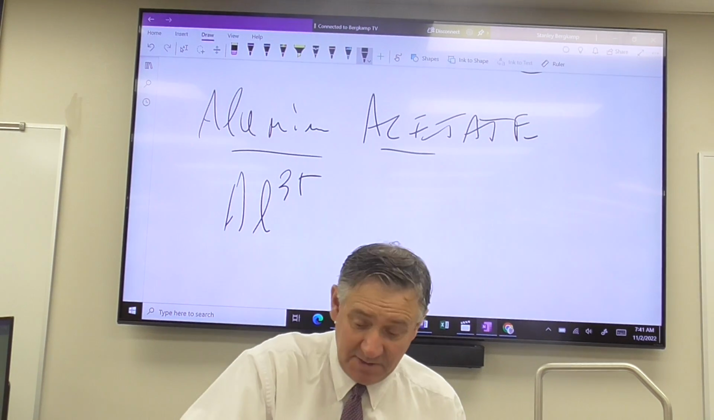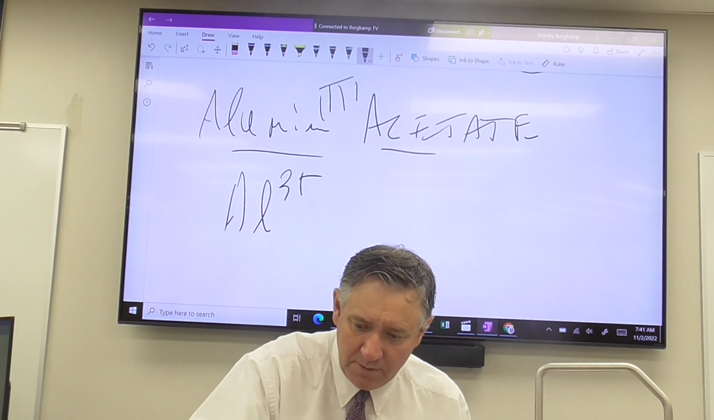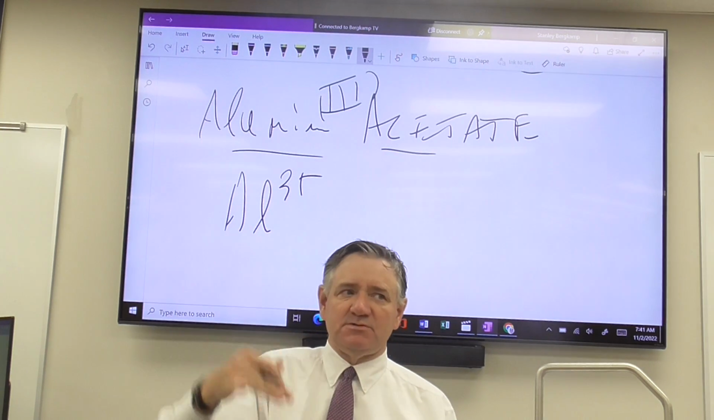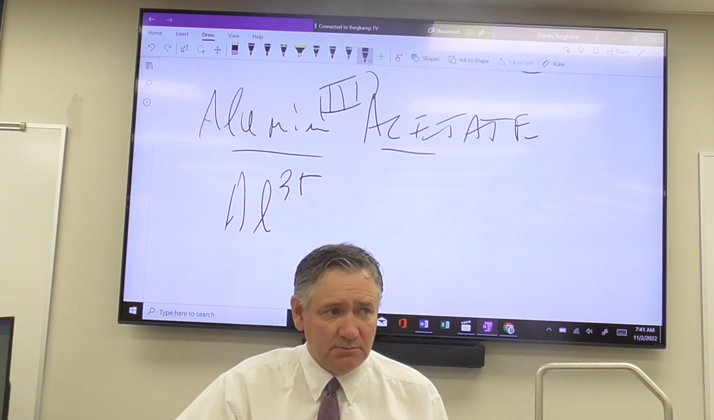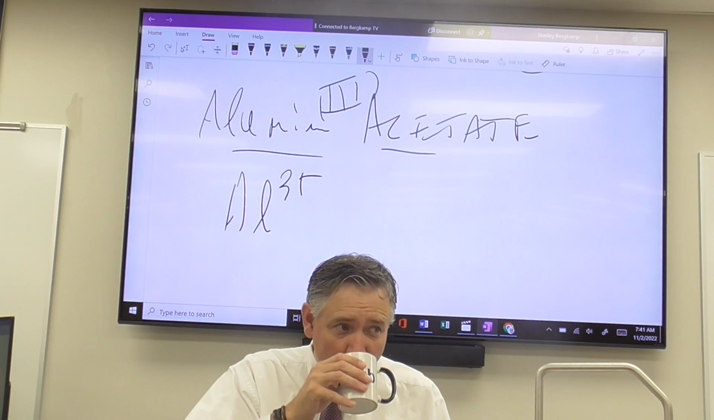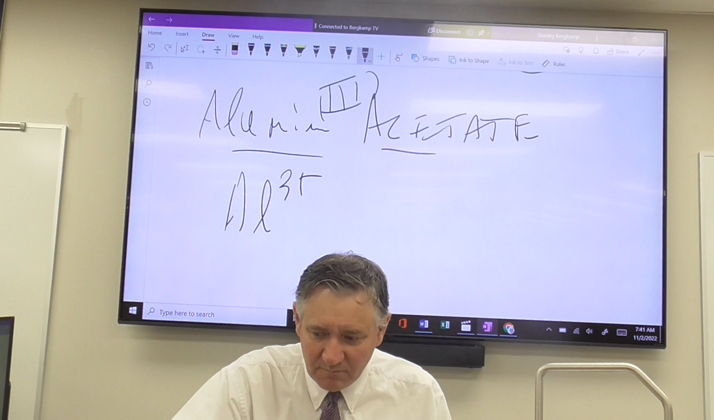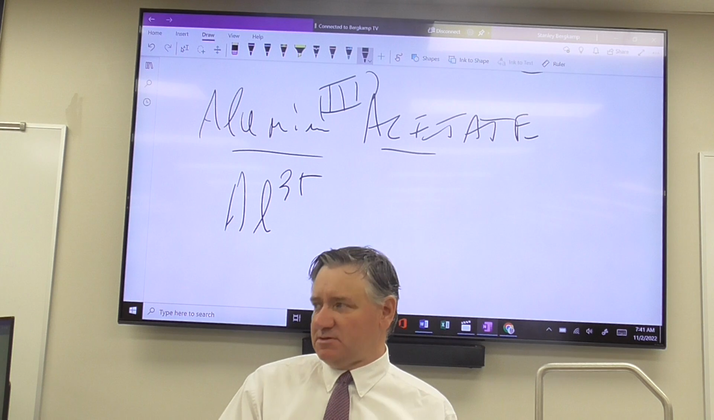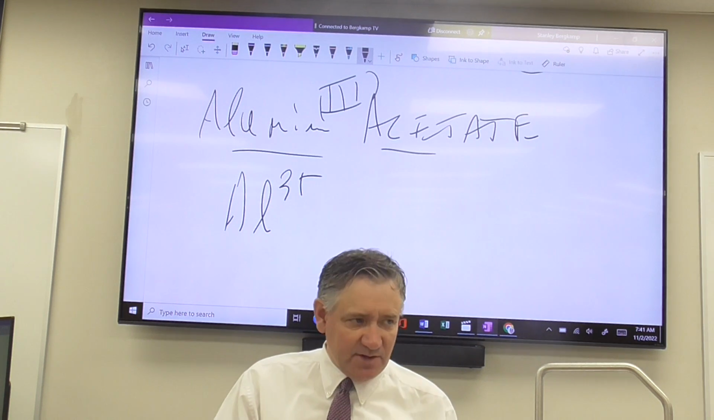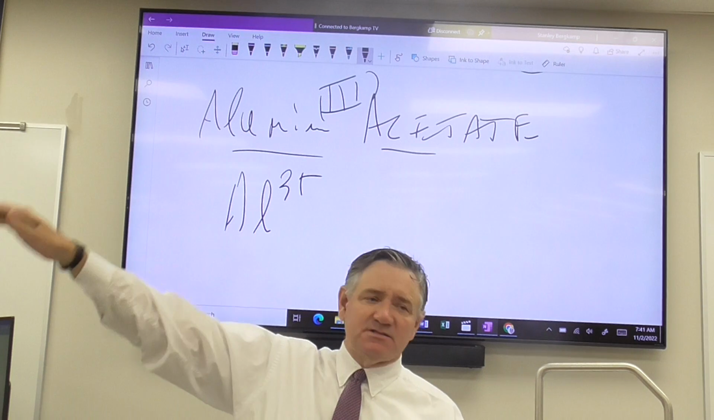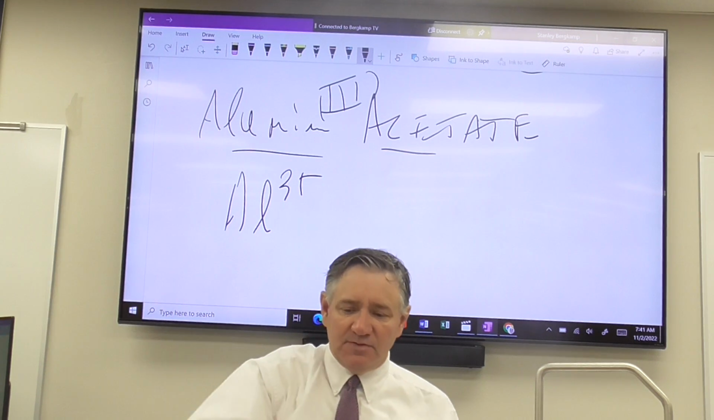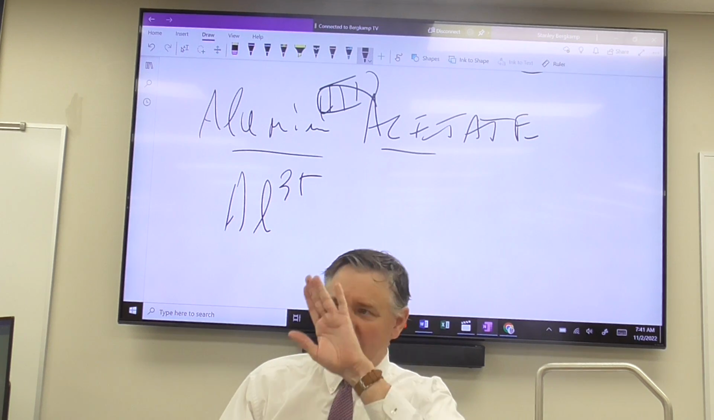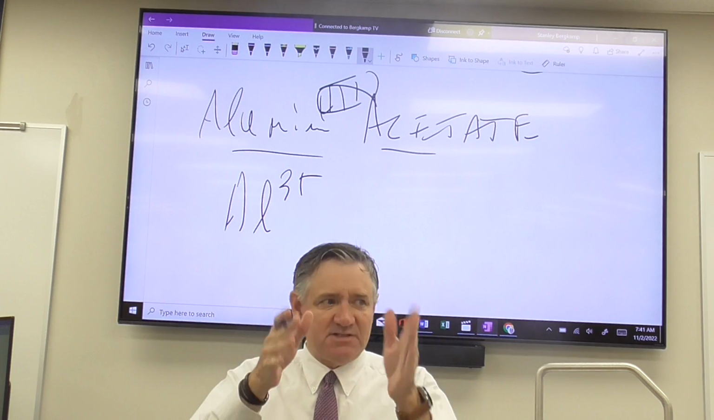Now, because it's 3+, why don't we put aluminum 3 acetate? Why do we not need to put that Roman numeral 3 on the end of it? Mr. Grow, there's only aluminum with a charge of 3. Fantastic. Aluminum is only going to form an ion with a charge of 3+, okay? There's no variation to this. Those 3 valence electrons, it's going to get rid of them. It wants to look like neon. This is why we're not going to put that Roman numeral 3. It does not have multiple personalities. Boom, this is it. It's Al3+.